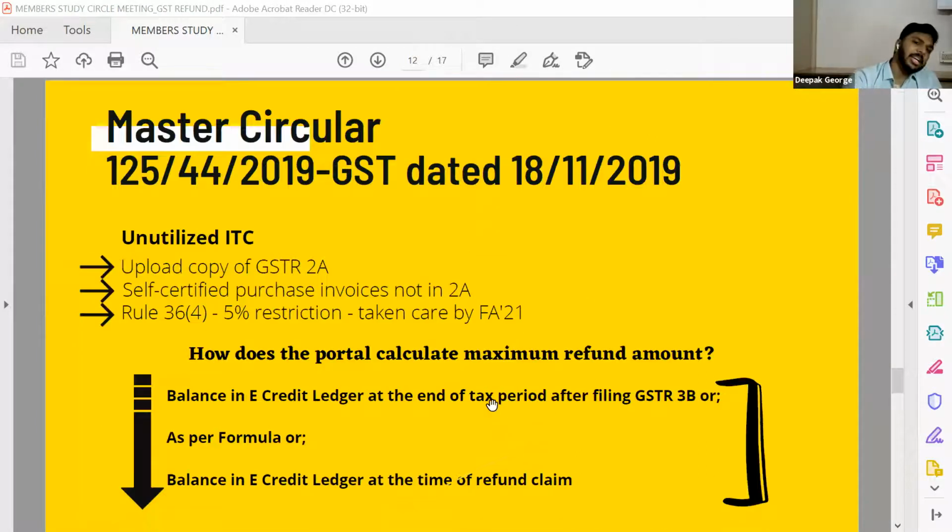The master circular indeed talks about a very important segment called unutilized ITC. Unutilized ITC is going to be, I would say, in the coming years, the major litigation area as far as GST is concerned. It's already a GST litigation area, but it'll be the first one.